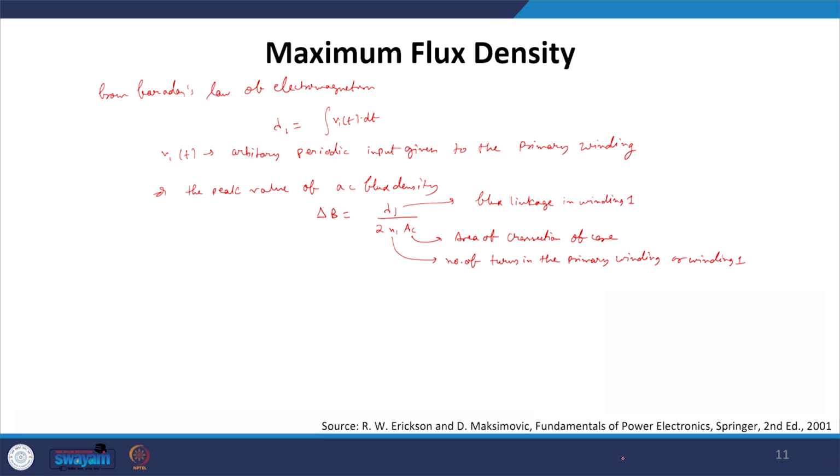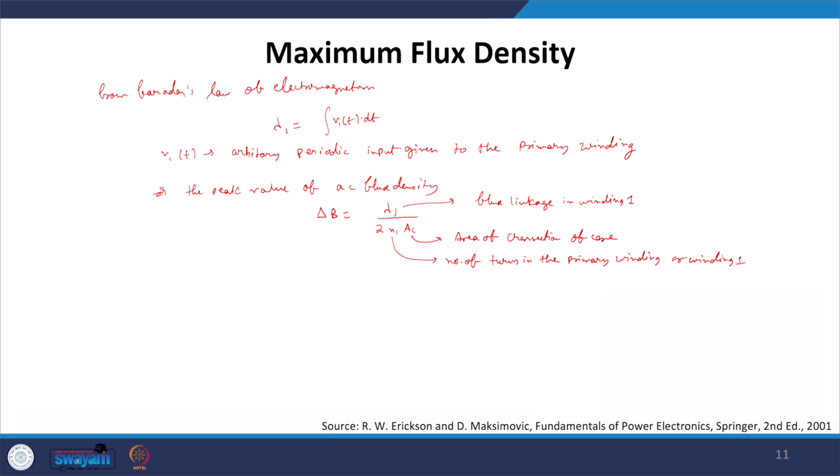So in this particular lecture we have understood two important things. First, our core loss is proportional to delta B raised to power beta. Along with that, the peak value of AC flux density, or the maximum flux density, can be calculated as lambda 1 by 2 N1 AC. Now this lambda 1 can be obtained by integrating V1 of t dt, that means the arbitrary periodic input given to the primary winding, because depending upon the operation of the circuit you can get different kinds of periodic excitation or input given to the primary winding.